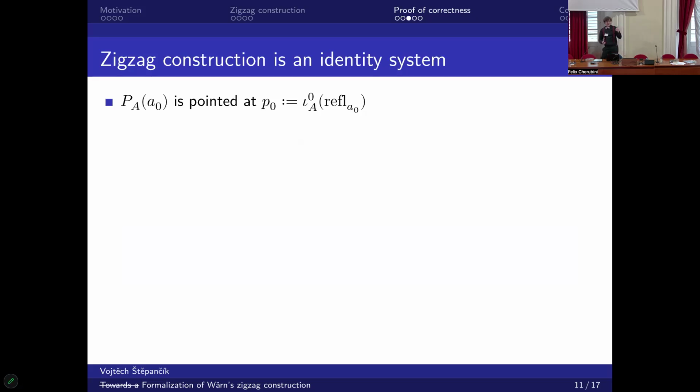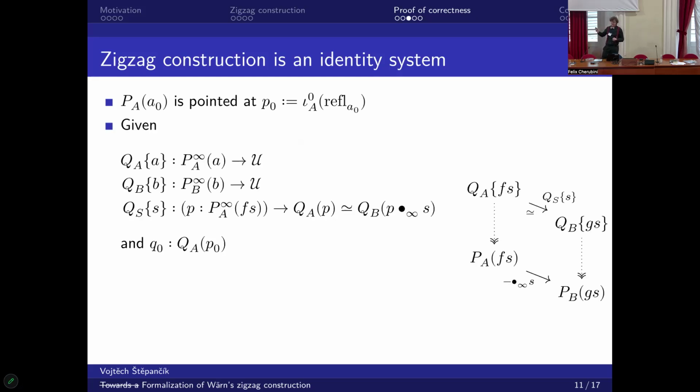First of all, we find the endpoint or the base point of the type family, right? So we can take just the inclusion of the reflexivity path in the colimit. And then we are given this quadruplet.